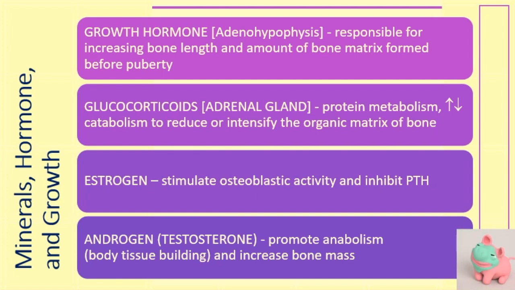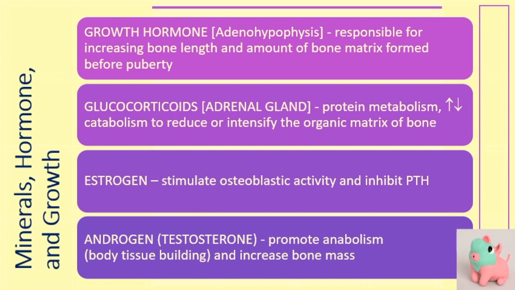So your growth hormone is actually released in your adenohypophysis. They call that your adenohypophysis is your anterior pituitary gland. So growth hormone is basically responsible for your growth. It is responsible for increasing your bone length and the amount of bone matrix formed before puberty. Then you have your glucocorticoids. So your glucocorticoids, recall, are released by your adrenal gland. Your glucocorticoids would promote protein metabolism, either increasing or decreasing the catabolism to reduce or intensify the organic matrix of your bone. That will be the role of your glucocorticoids.